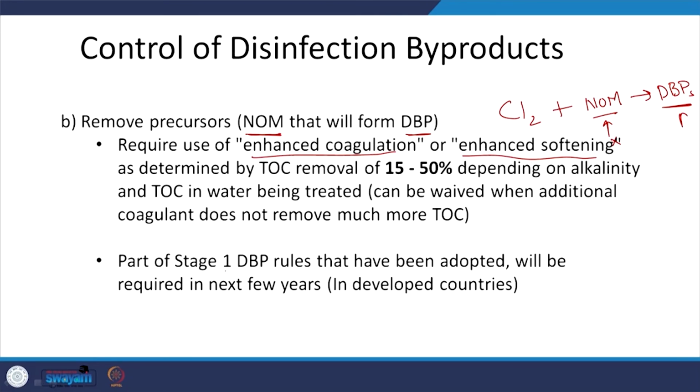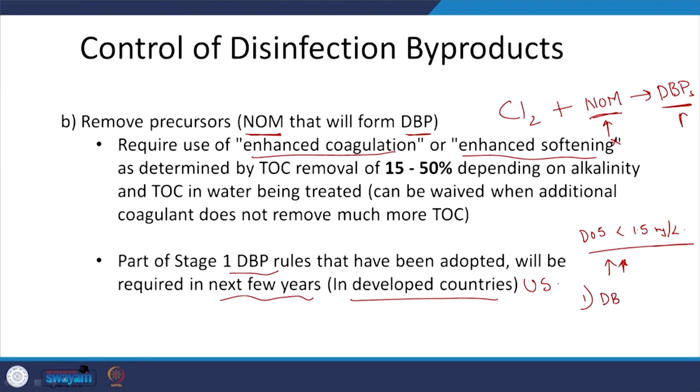Again, with different Stage 1 rules and such, in developed countries, especially the US, they implement more stringent conditions with respect to NOM. They already implemented it, and they talk about DOC being relatively less than, I think, 2 or 1.5 milligram per liter, which is not the case in India. But in India, I think this should be adopted because of 2 reasons. One reason is obviously if it's high, then the DBP concentration will be high.